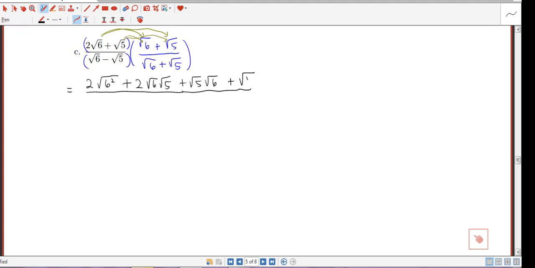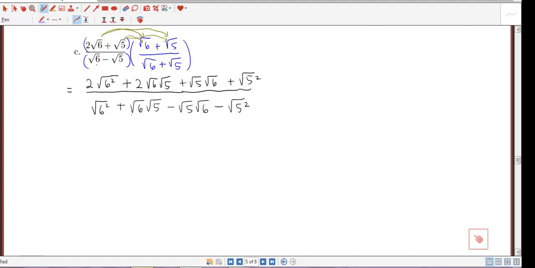And the last term is going to be what? Plus square root of 5 squared. Now, denominator, we're going to do the same thing. We're going to FOIL this. So you got what? Square root of 6 times square root of 6, that's square root of 6 squared. And then square root of 6 times positive square root of 5. So it's going to be positive square root of 6 square root of 5. Inner term is going to be negative square root of 5 times square root of 6, and the last term is going to be negative times positive will give you a negative square root of 5 squared.